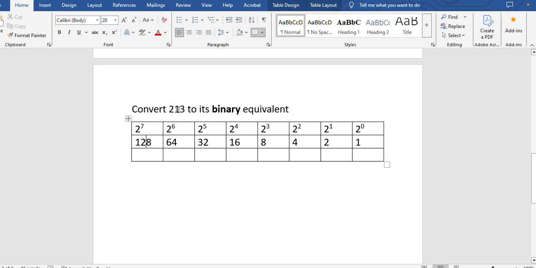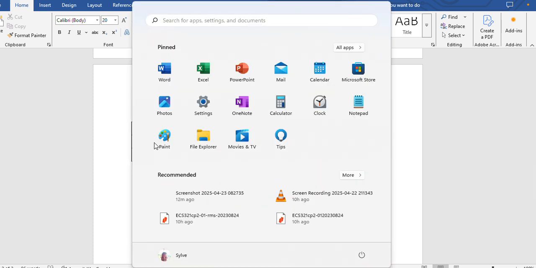213 is greater than 128. So this one is greater than this one. If it is greater than that one, you write a 1. If it is less than that, you write a 0. So because 213 is greater than 128, you write 1 there to show that it is greater than 128.